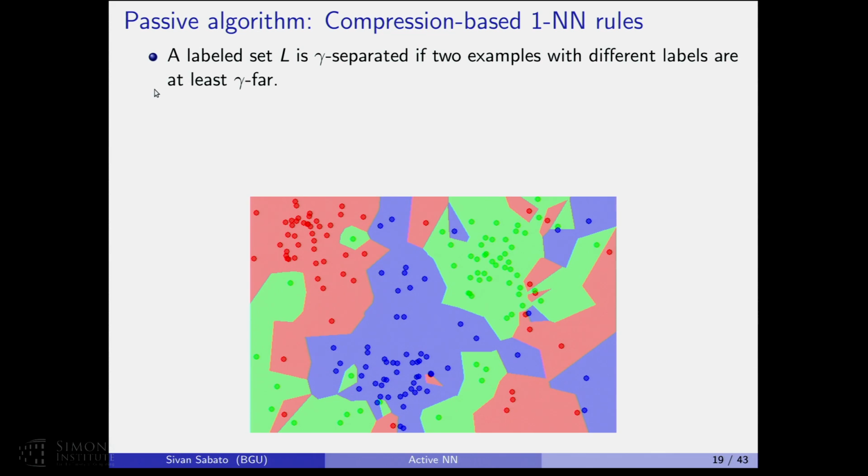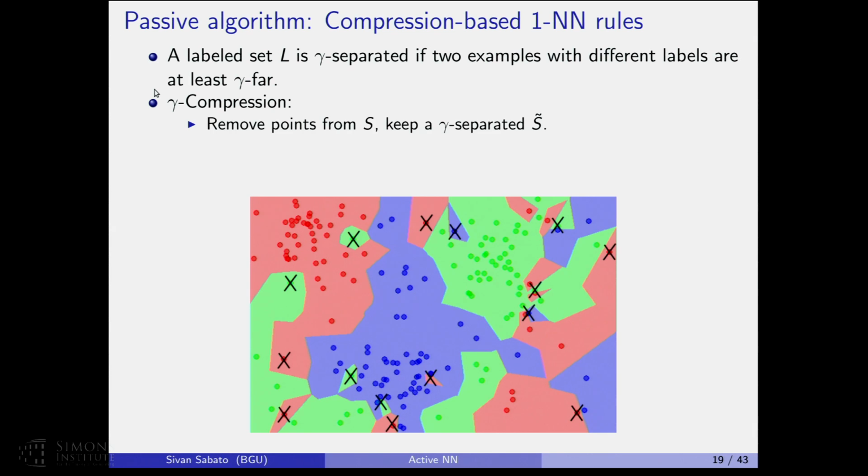A gamma separated set is a set where, if two examples are gamma near, then they don't have different labels. Okay, so every two examples that have different labels are gamma far. That's a gamma separated sample. Of course, the original sample need not be a gamma separated sample, but then what the passive algorithm does is the following. First, it removes all the points that interfere with this gamma separation. So basically, you can think of it as some sort of noise reduction, removing noise from the sample. And then it will define a gamma half net on the rest of the points. And this gamma half net is a compression set that can be used as a nearest neighbor database.